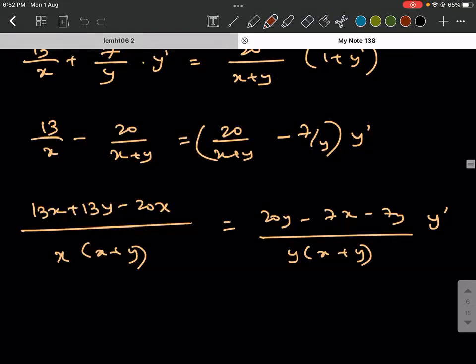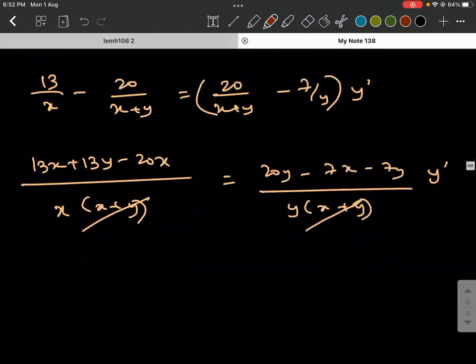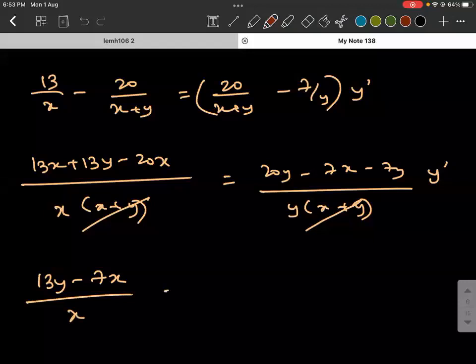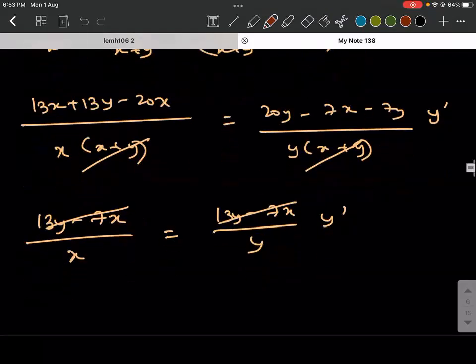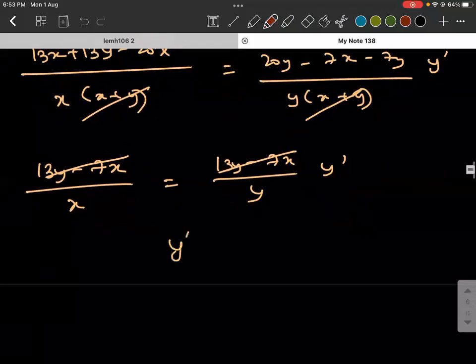I just took LCM of all of them. x plus y and x plus y are gone. 13x minus 20x minus 7x, so 13y minus 7x divided by x is equal to 13y minus 7x divided by y into y dash. Cancel this. Done. Right, so this is the differential equation that you will form.